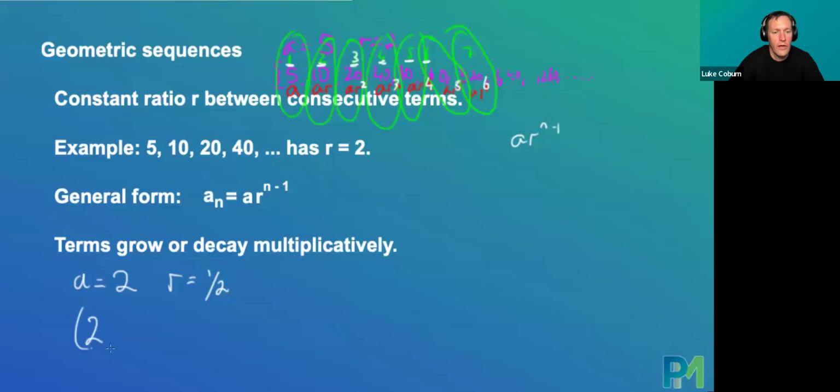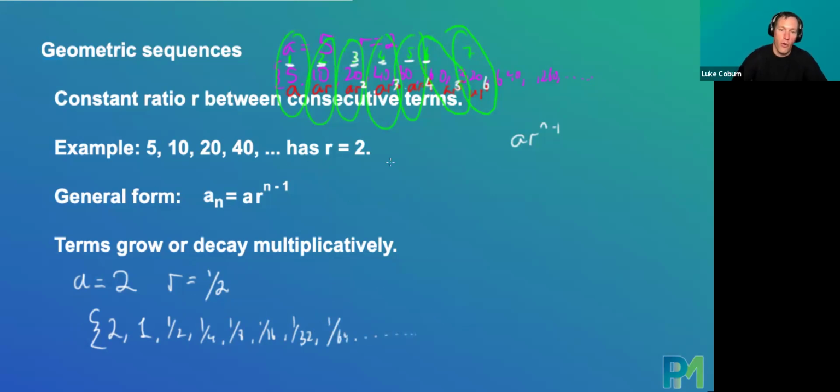So the first number is 2. The next number is 2 by a half, it's 1. The next one is a half of 1, it's a half. The next one is a half of a half, it's a quarter. The next one is a half of a quarter, it's an eighth. The next one is a half of an eighth, it's a sixteenth, and so on. They get smaller and smaller and smaller like this.